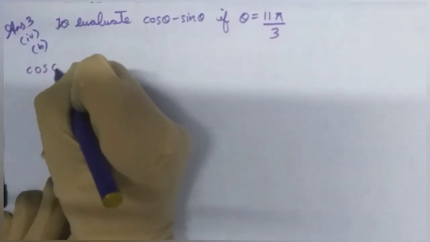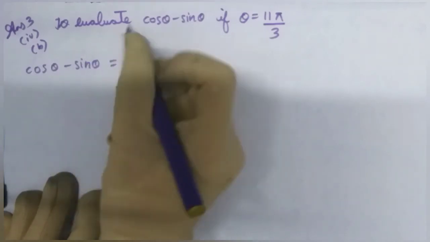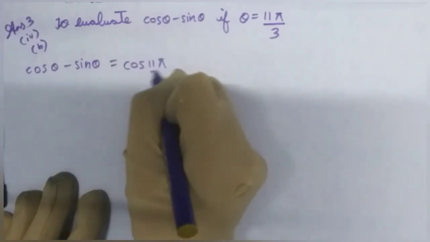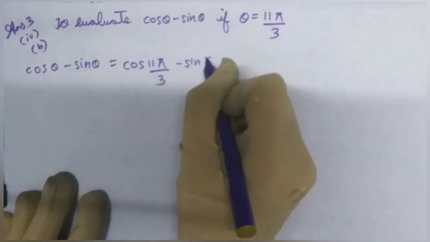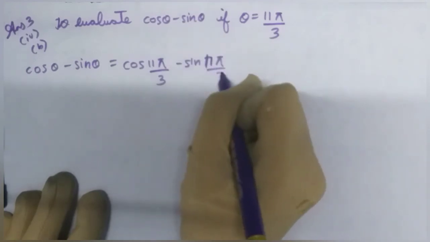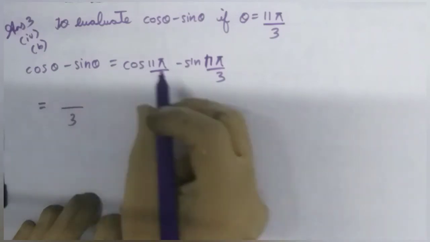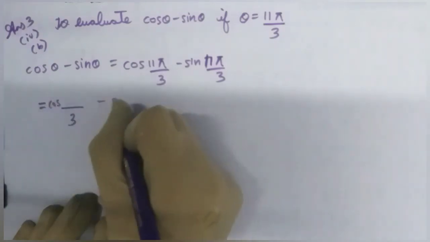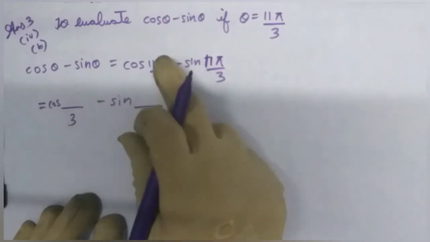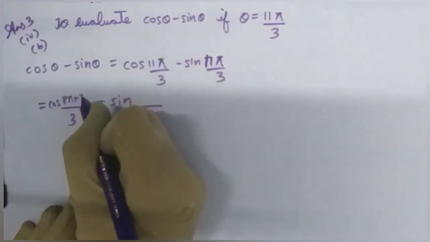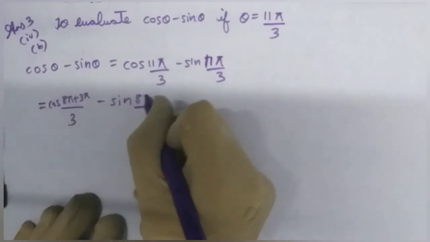So cos theta minus sine theta will be equal to cos 11 pi by 3 minus sine 11 pi by 3. Why? Because in place of theta we substituted 11 pi by 3. We have to split this numerator 11. By 3 will remain as it is, cos minus sine by 3 will remain as it is. This 11 can be written as 8 plus 3, 8 pi plus 3 pi. Similarly here also 8 pi plus 3 pi by 3.